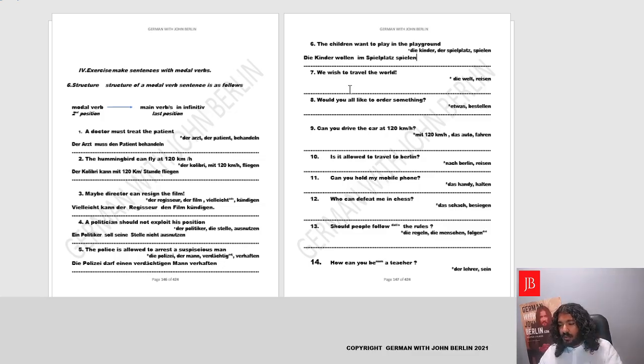Okay, we wish to travel the world. Let's do the next one. And let's find out what the sentence looks like. It's we wish to travel the world. Who wishes? It's we. It's ich, du, sie, es, wir. The verb is again to wish, which is the same verb wollen, interpreted as wish. So we'll again conjugate ich will, du willst, sie es will. Wir wollen. Very good. So we'll write here wir wollen.